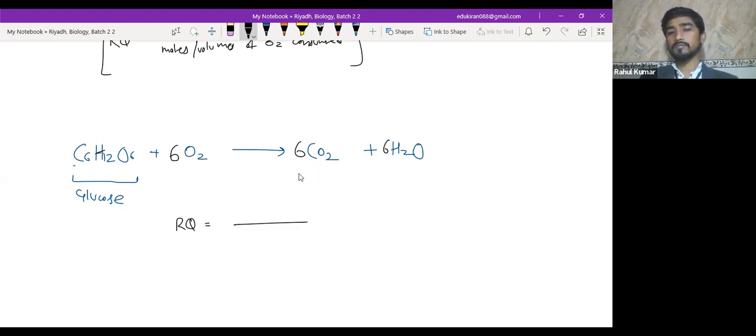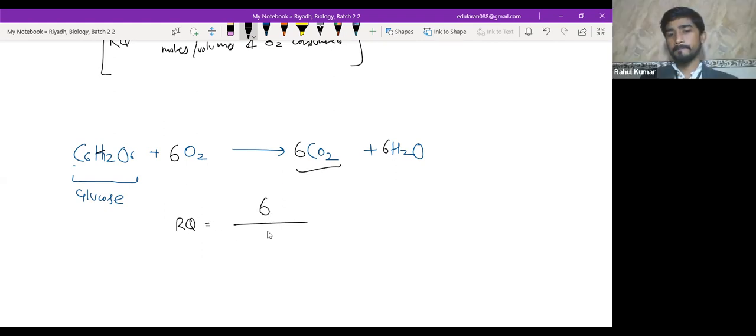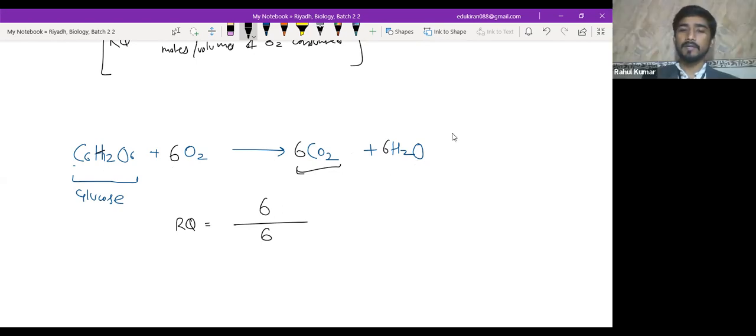total CO2 produced? Let's say 6. And total O2 consumed, 6, correct? You can take O2 or water, but you have to take any one. Sorry, you have to take CO2 because water is not utilized, is not taken for this reaction, but water can be the end product. Here CO2 and water both are the end products, but when we figure out the RQ, we will take CO2 and oxygen. So what is the RQ?